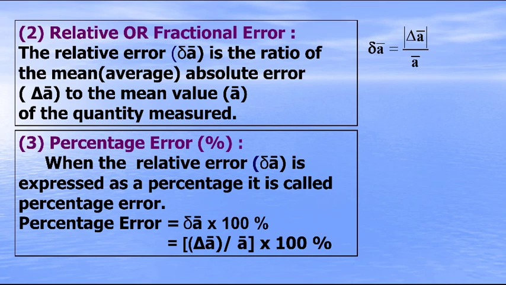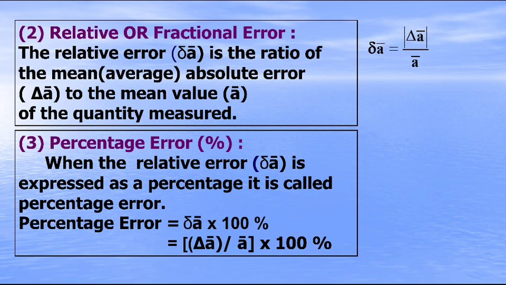Second, relative or the fractional error. The relative error is the ratio of the mean or average absolute error delta A bar to the mean value A bar of the quantity measured. So relative error or the fractional error is equal to average absolute error upon mean.